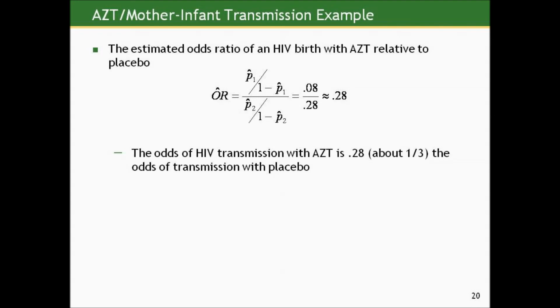The estimated odds ratio of an HIV birth with AZT relative to placebo would be the ratio of those two odds. It gets confusing because each of the odds is computed by taking a ratio, and then we take the ratio of those ratios. So an odds ratio is a ratio of two odds and implies the comparison. The odds ratio here was 0.08 divided by 0.28, or about 0.28. It comes in slightly lower than the observed relative risk of 0.32, but it's on a similar order of magnitude.